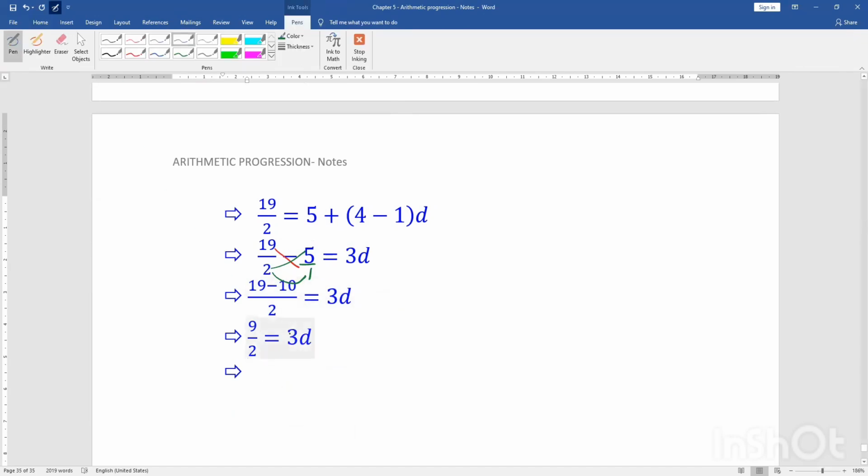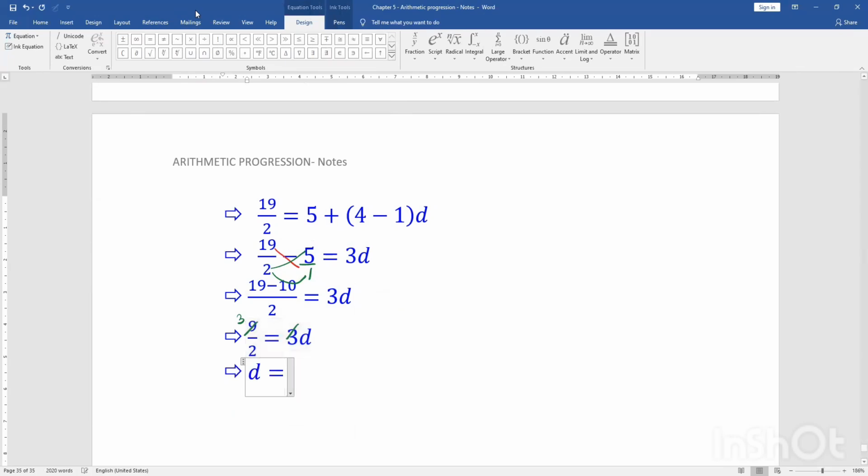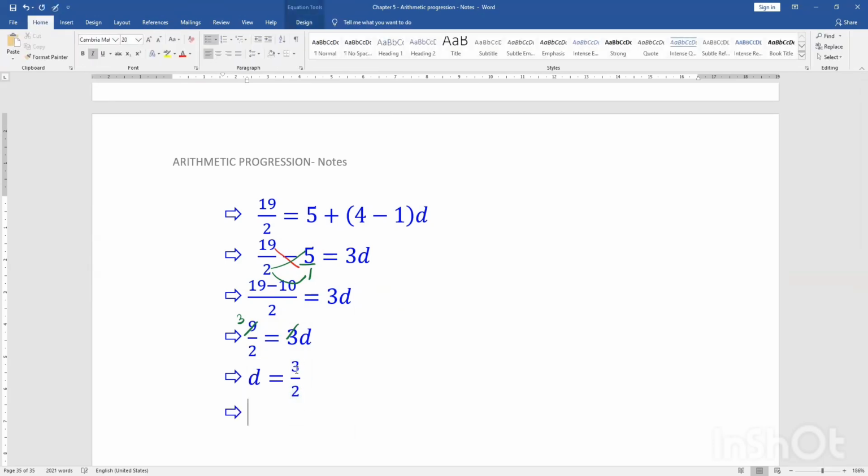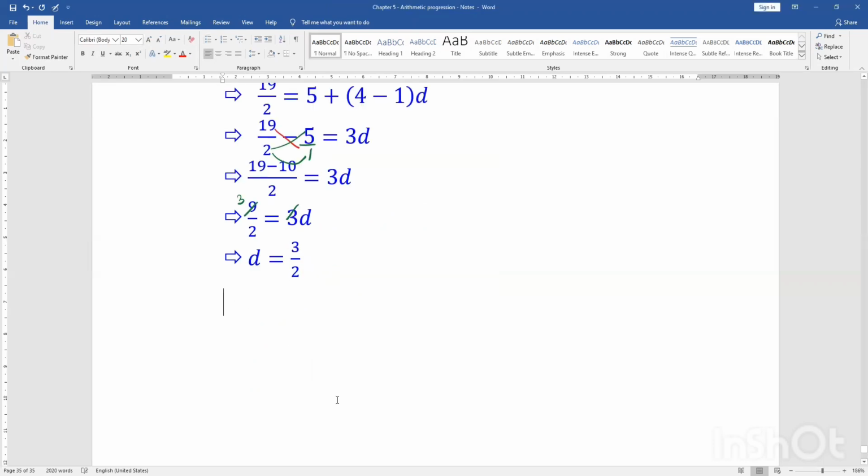So now I can cancel numerator, numerator, 3 ones are, 3 threes are. So that means you get D as 3 by 2 because in the numerator you're left with 3. So I'm going to write it as 3 by 2. Okay. So we got the value of D as 3 by 2. Next part. Now we need to find out A2 and A3.